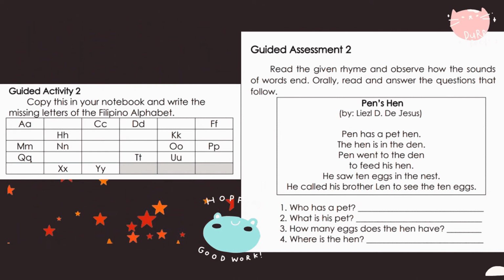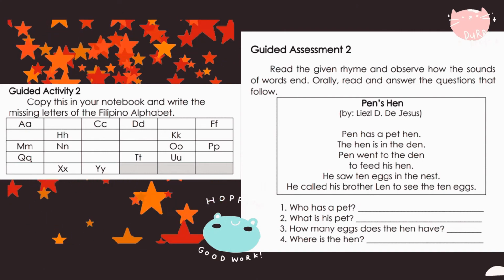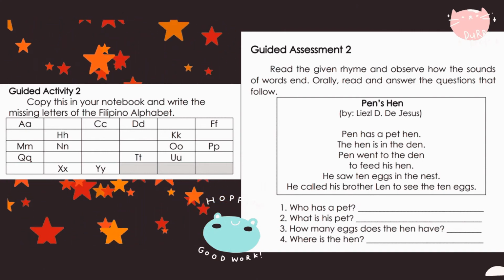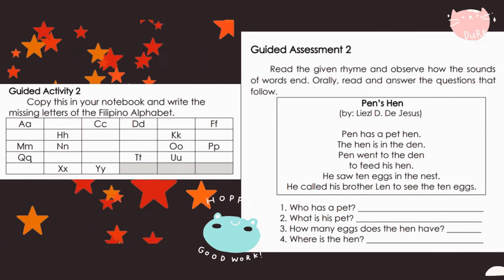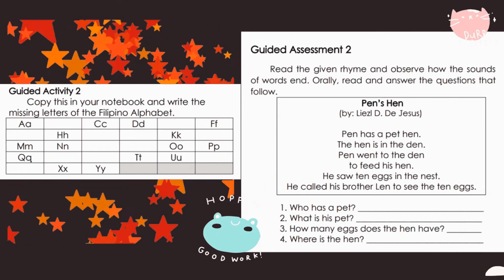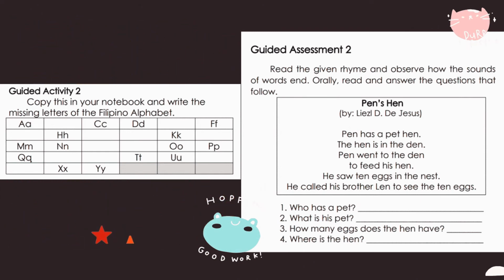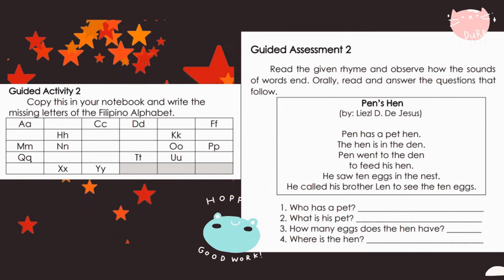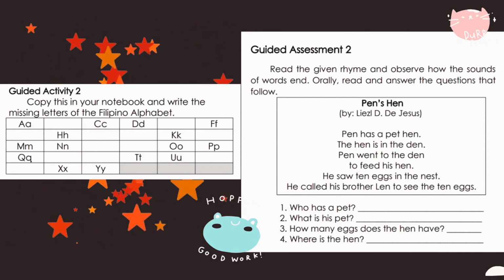Here is the rhyme. Pen's Hen by Lizel D. De Jesus. Pen has a pet hen. The hen is in the den. Pen went to the den to feed his hen. He saw 10 eggs in the nest. He called his brother Len to see the 10 eggs.